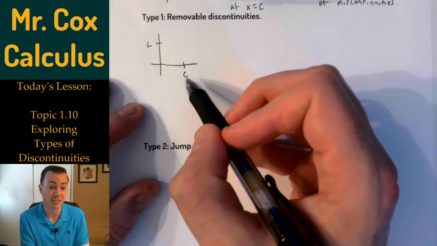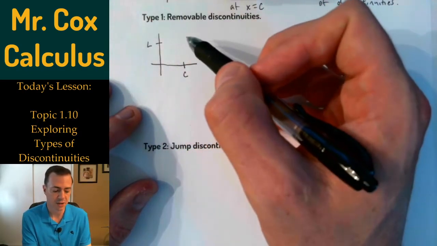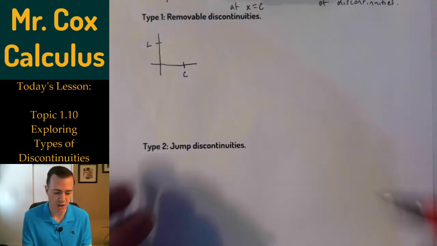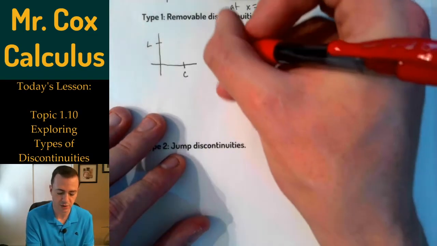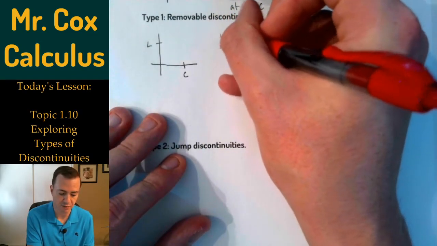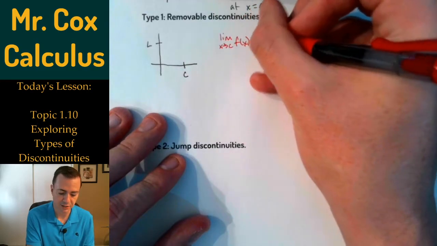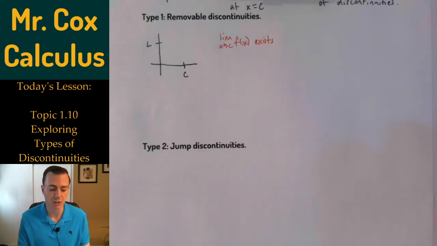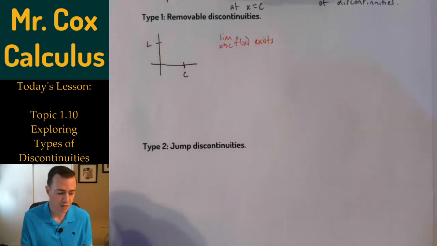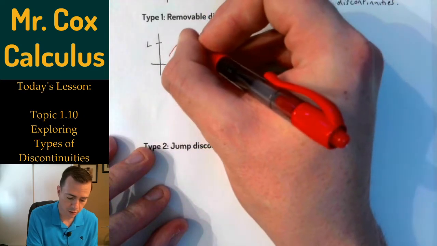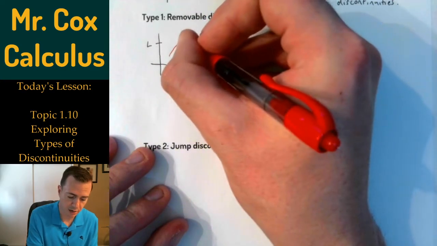We'll look at what happens as x approaches c, and we'll talk about the function value L. You have a removable discontinuity when the following criteria are met. The limit as x approaches c of f of x exists, and in this case we'll say that it's equal to L. So the limit exists, and I can draw this limit behavior right here.